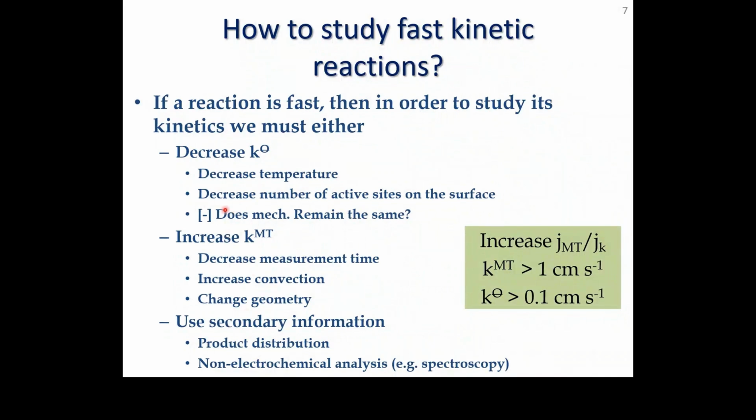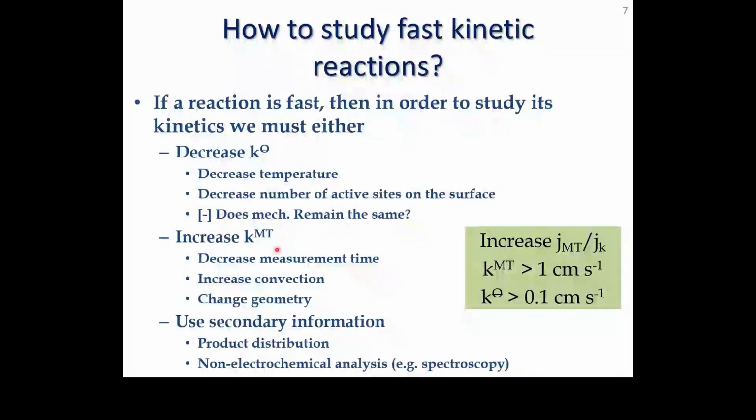But of course, the negative point of both of these is we have to question whether the mechanism remains the same. If we're changing the temperature, we might be changing the rate determining step, for instance, of our reaction. If we're changing the number of active sites, the question is, do those remain the same?